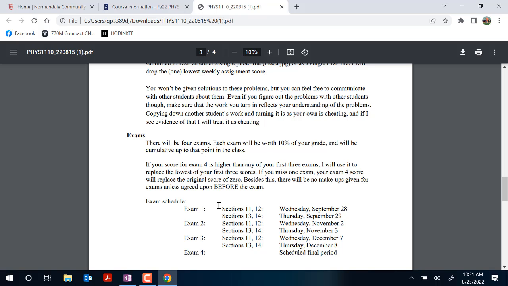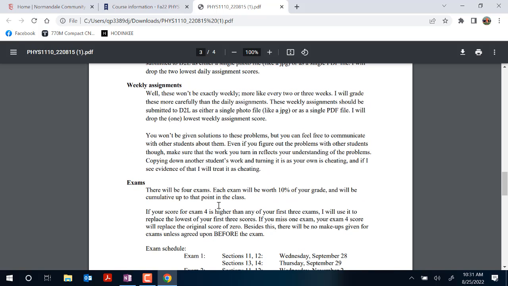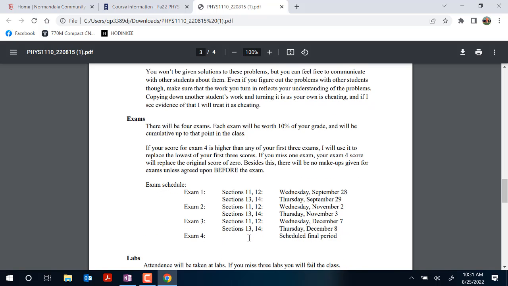So yeah, like in the weekly assignment in the last week of the class, or in exam 3, there still can be material on those from the first week of class.